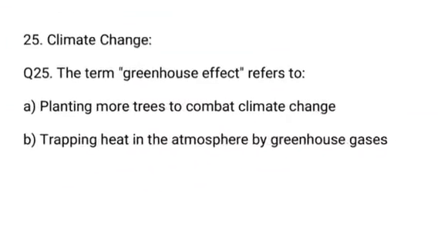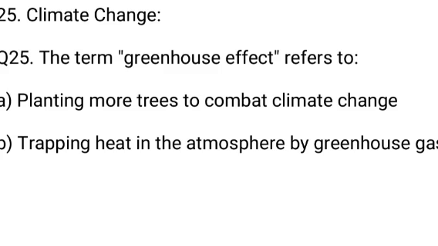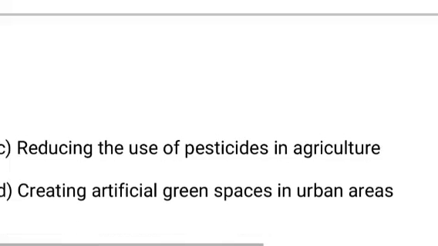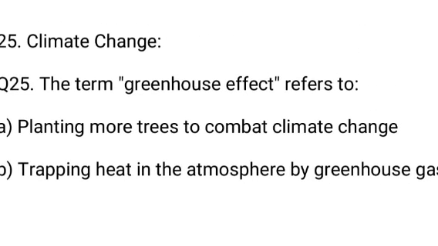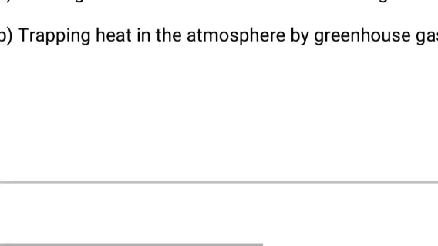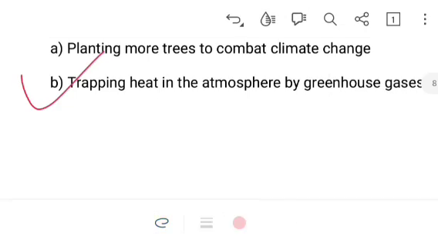Next is climate change. The term greenhouse effect refers to what? Planting more trees to combat climate change, trapping heat in the atmosphere by greenhouse gases, reducing the use of pesticides in agriculture, creating artificial green spaces in urban areas. These are the provided options for you. So it will be trapping heat in the atmosphere by greenhouse gases. Option B will be correct.